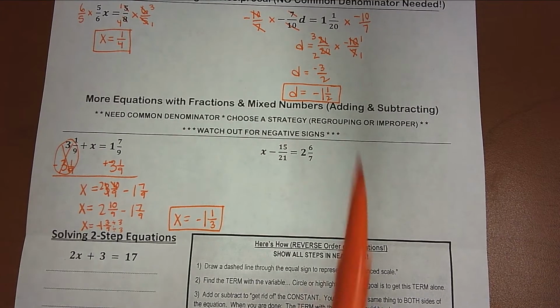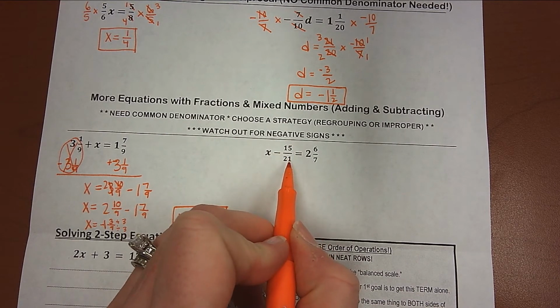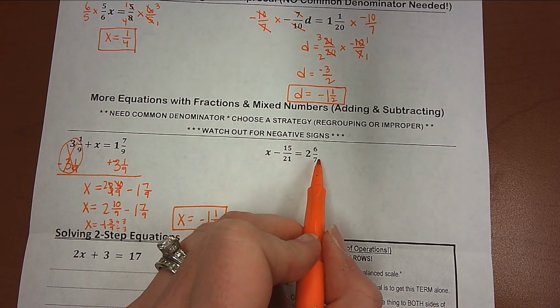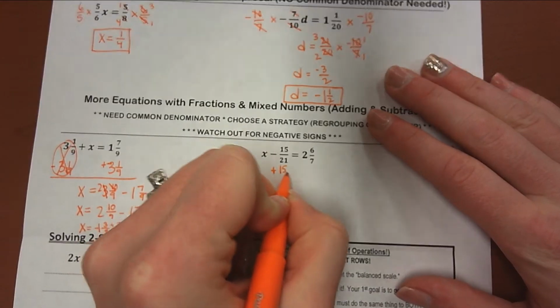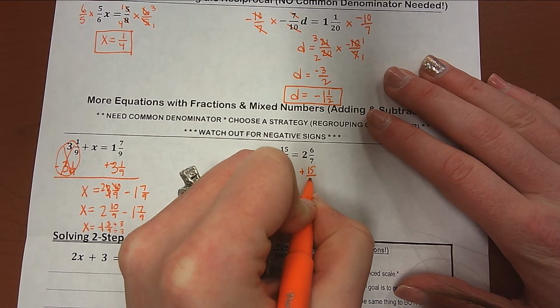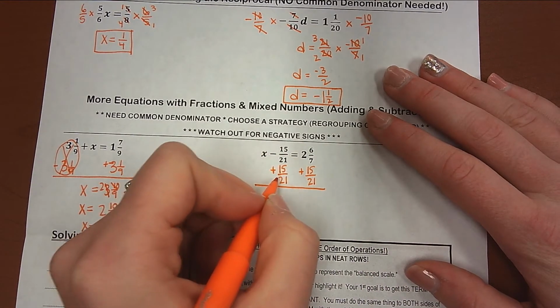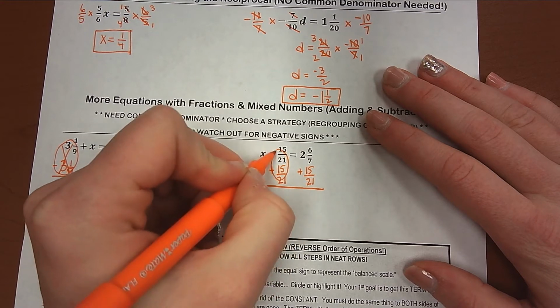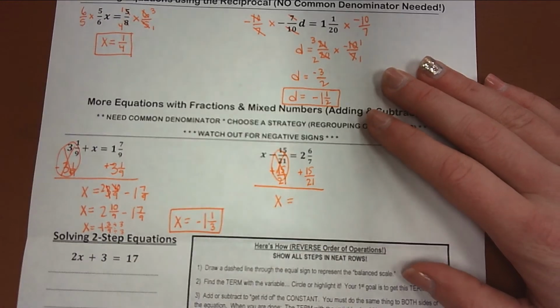On this last example here that we're going to do in this video, I've got x minus 15 over 21 equals 2 6/7. The inverse of subtraction is addition, so I'm going to add 15 21st to both sides. When I do that, negative 15 21st plus 15 21st is 0. Those cancel each other out, and I've isolated the variable x on this side.